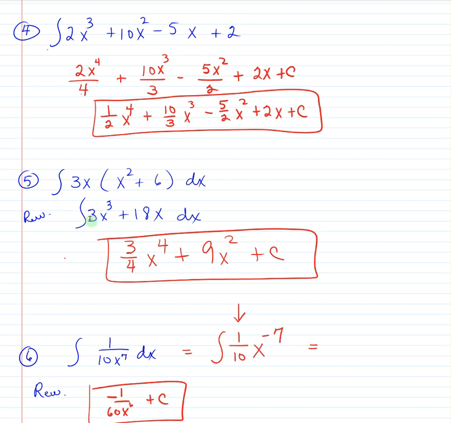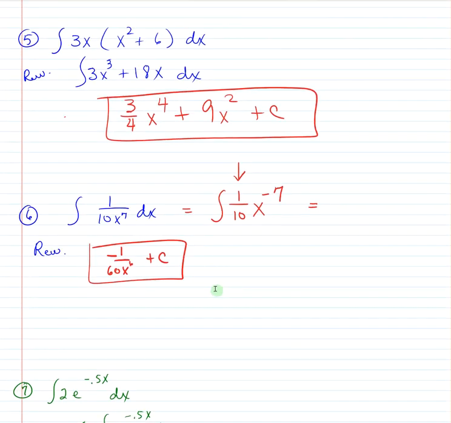So this is 3x to the 4th over 4 plus 18x squared over 2. And I didn't put that step here. This is the final step after it's cleaned up. So 3/4 x to the 4th plus 9x squared plus c. That just was 18x squared over 2. That's how we got the 9.